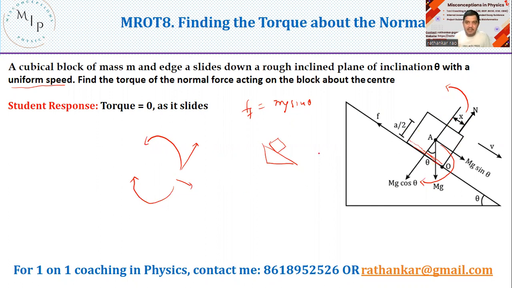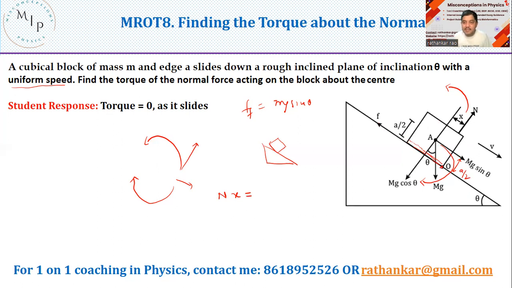Now let us compute the torque due to normal force. Torque due to normal force is N into x. This should now be equal to mg sin theta. And then, which is a point? This is my point. Now, what is this distance? According to you, it's given as a. This edge is a. This whole thing is a. So this is a by 2. So mg sin theta multiplied by a by 2.